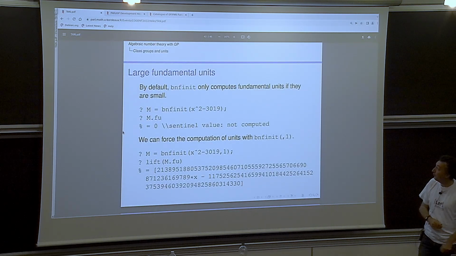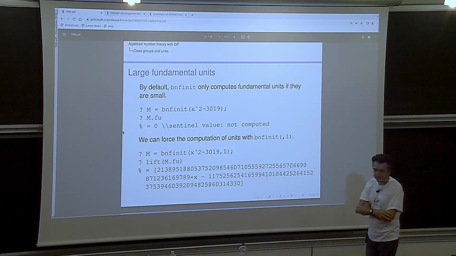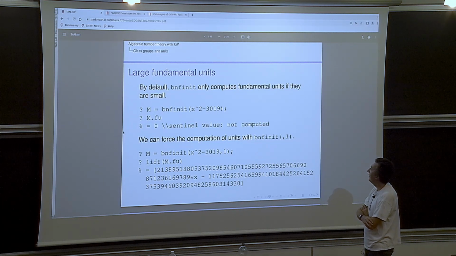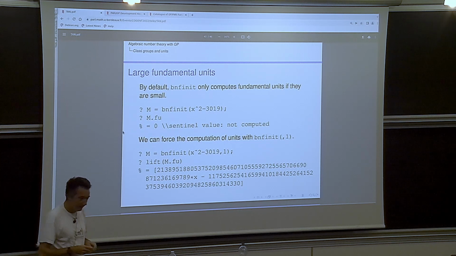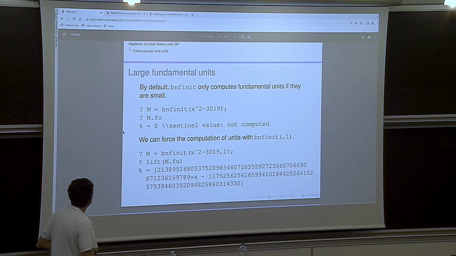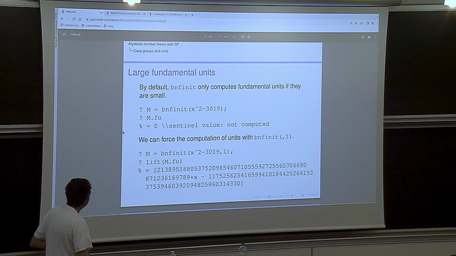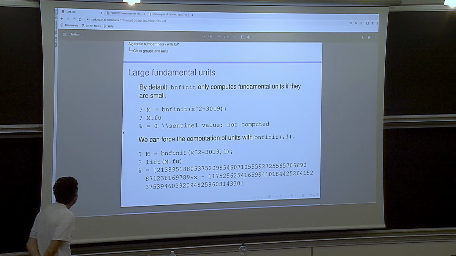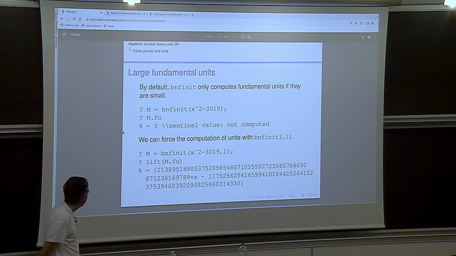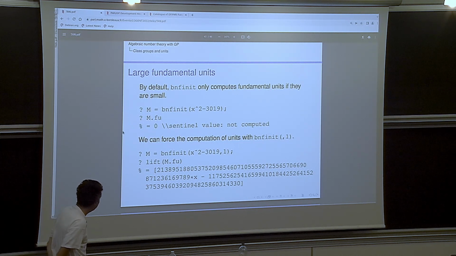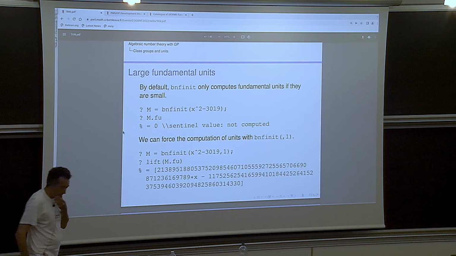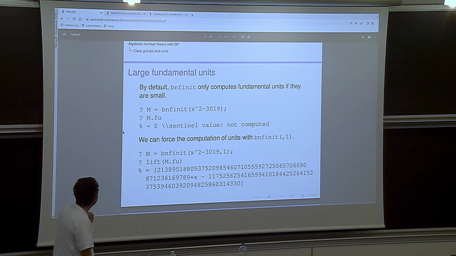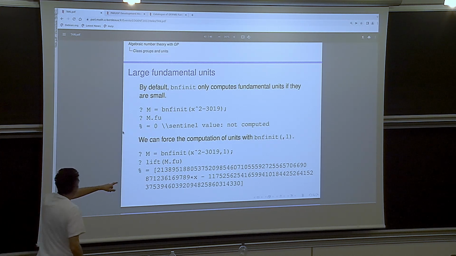The only problem is that the fundamental units can become very, very large very quickly. So bnfinit only computes them if they are small. Here it says it's too large, so it gives you 0, not computed. You can force it using bnfinit with flag 1, which uses the compact representation. So here we'll be able to do it. For computations involving bnfisprincipal, it's usually a good idea to use this flag.